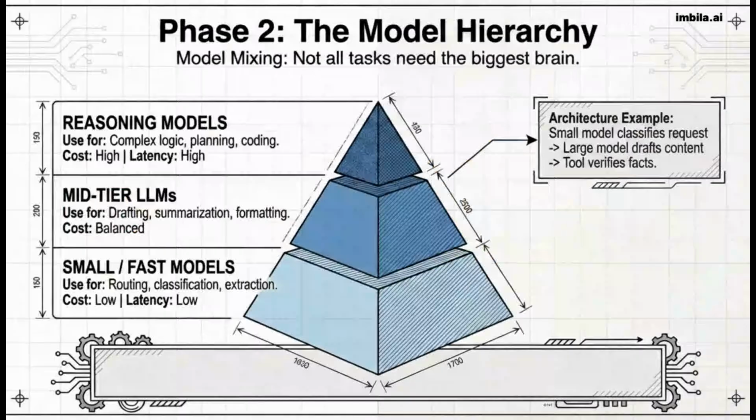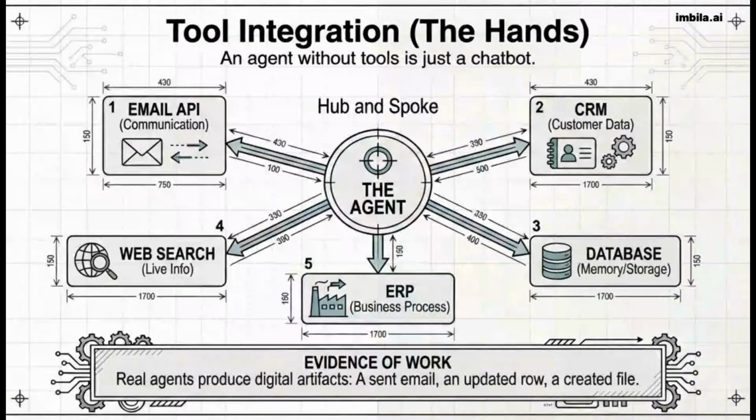You don't need the most expensive model for every task. Efficient architecture mixes models. Use small, fast models for routing, mid-tier models for drafting, and heavy reasoning models only for complex logic and coding. An agent is just a chatbot until you give it hands.